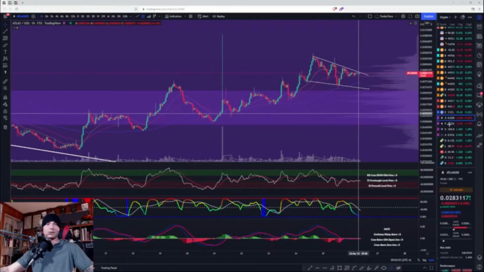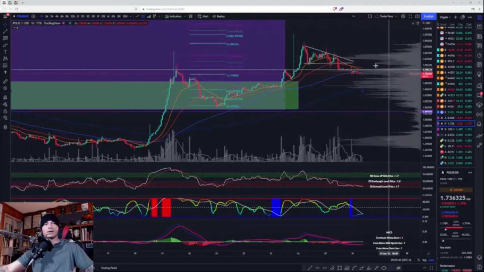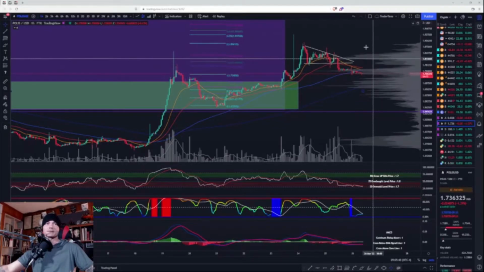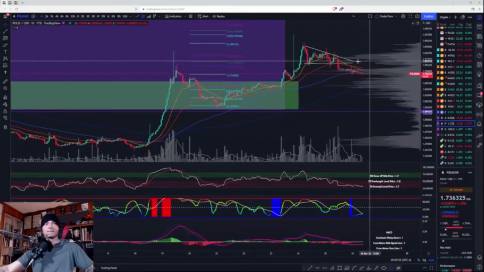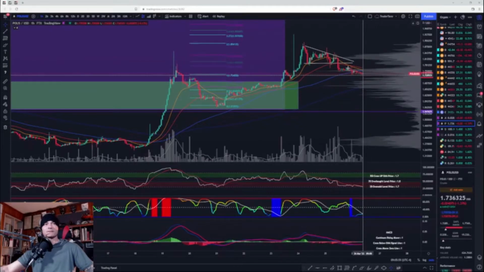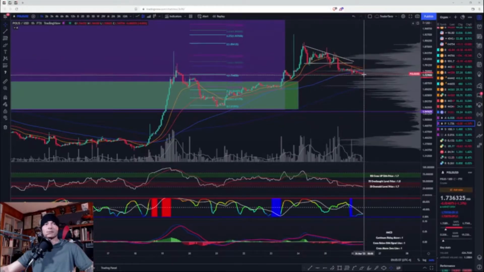So let's move on to Polis. All right, so we have Polis here. All your moving averages have negative slopes, besides for the 100 and the 200. So we did get that measured move on the descending triangle that we were talking about.